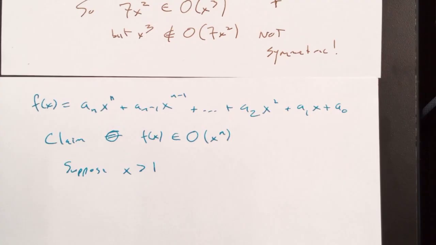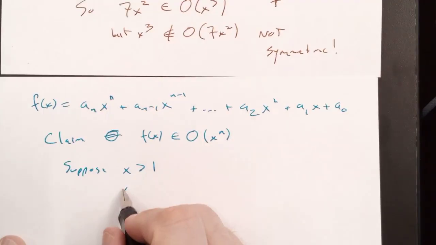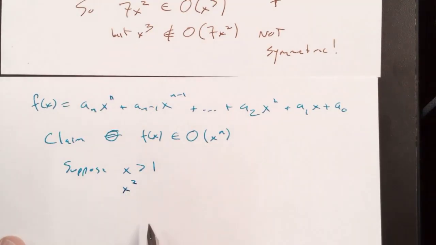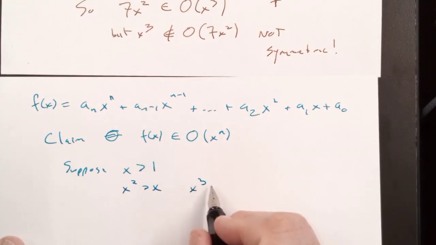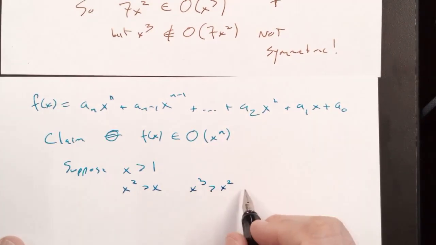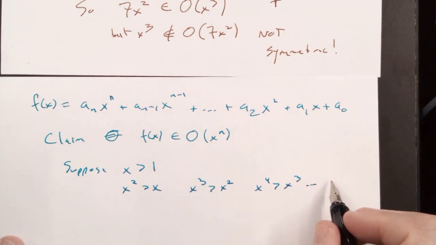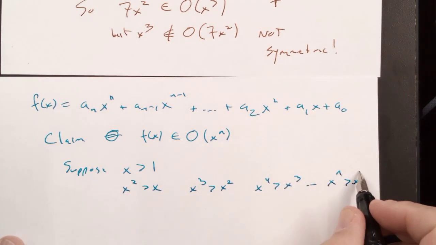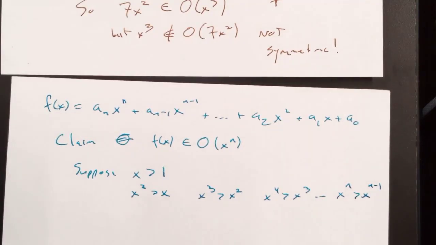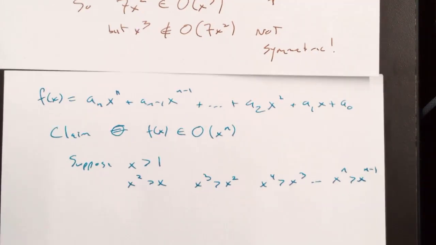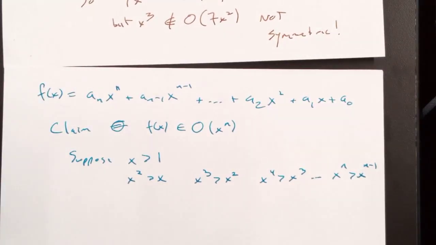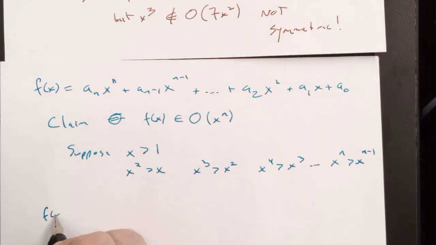And more. I know that x squared is bigger than x. I know that x cubed is bigger than x squared. I know that x to the fourth is bigger than x to the cubed. All the way up to x to the n is bigger than x to the n minus 1, right? Which means I'm going to take our f of x.